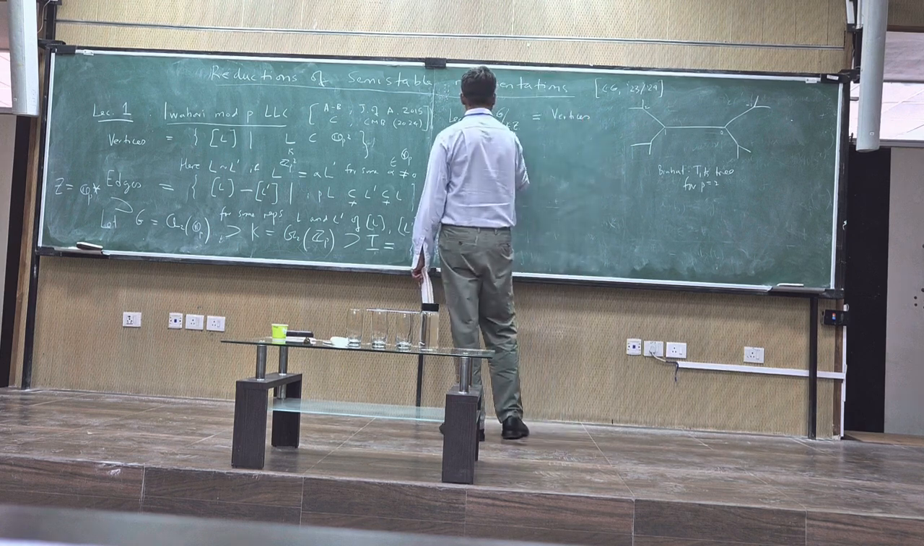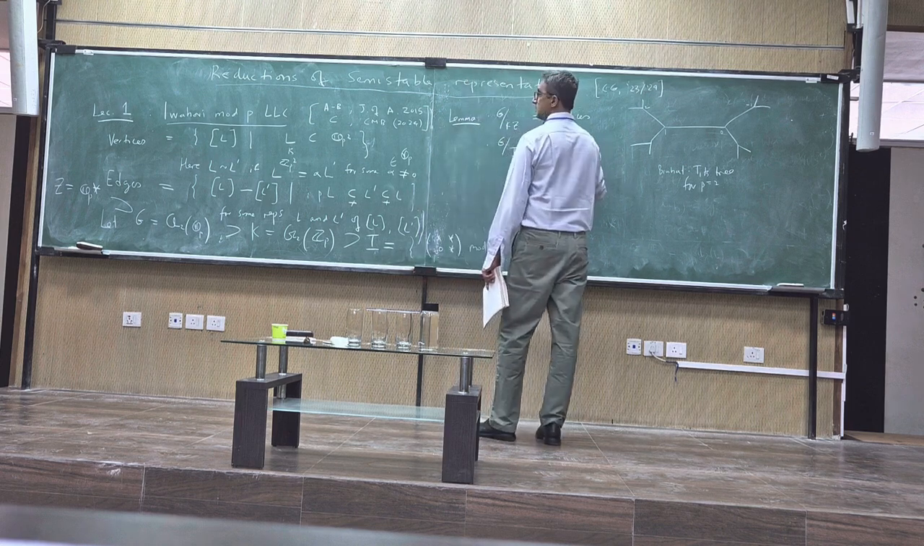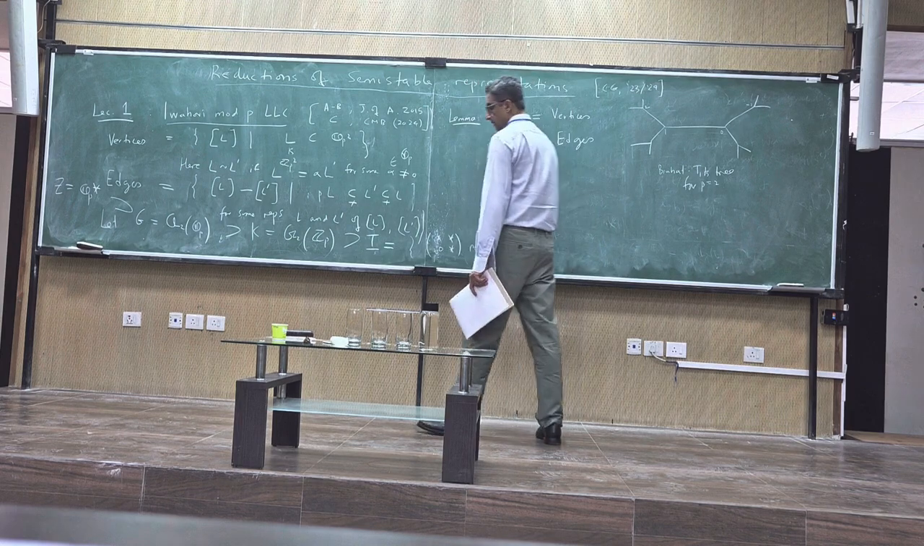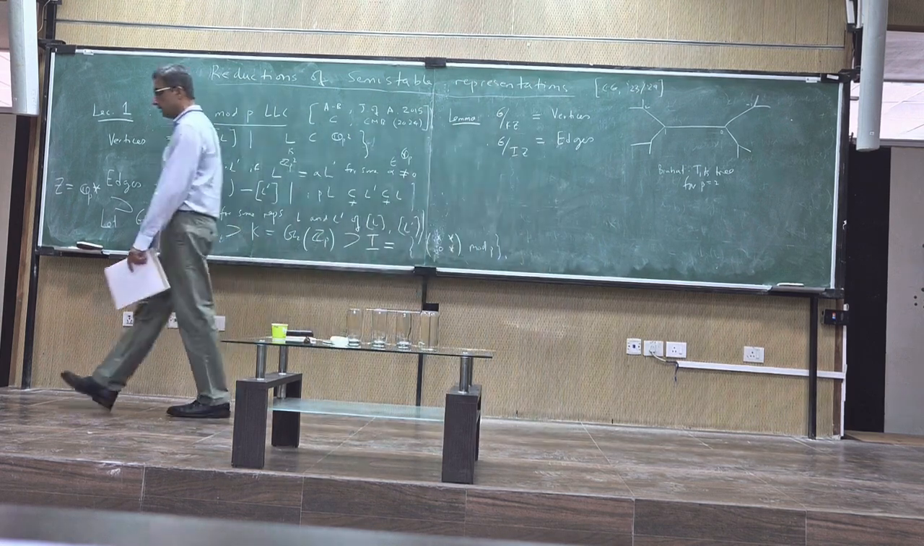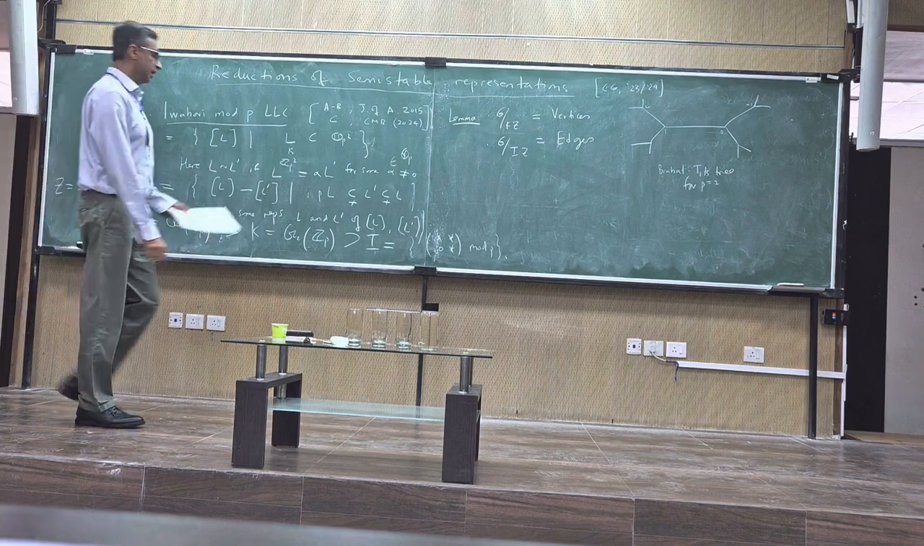And the second part of this, which is why we introduced the Iwahori, is that the coset space of IZ, so cosets of IZ, is equal to the edges. Okay, so why?